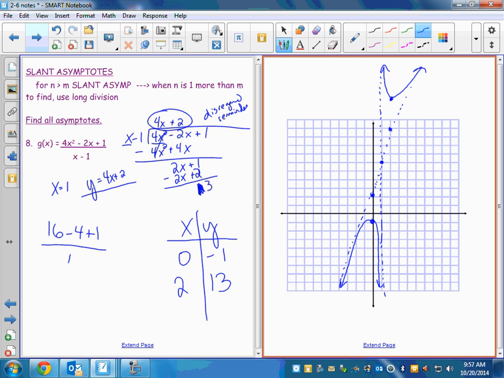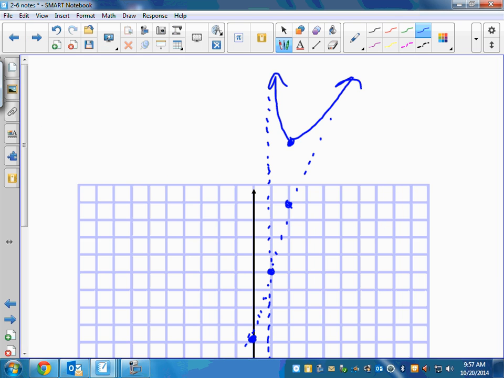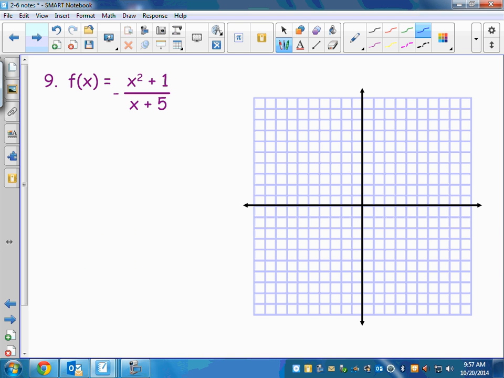Questions about slant asymptotes? I don't think I'm going to make you graph the next one, but I want you to find the slant asymptote. I think I have the graph on, but I won't make you do it. So find all asymptotes. That's a negative out there, just so you're aware. They confuse you. I put a graph there, but we don't have to graph it, unless you just want to. Because I can tell you all really want to.